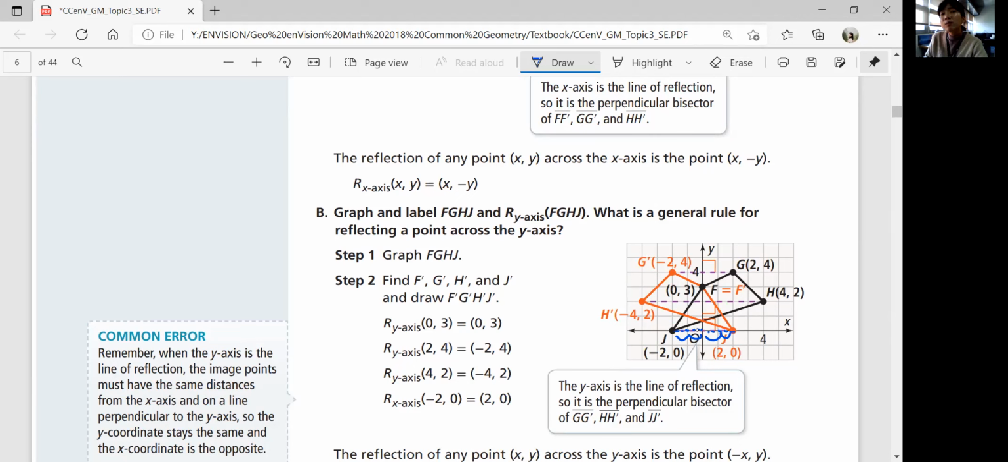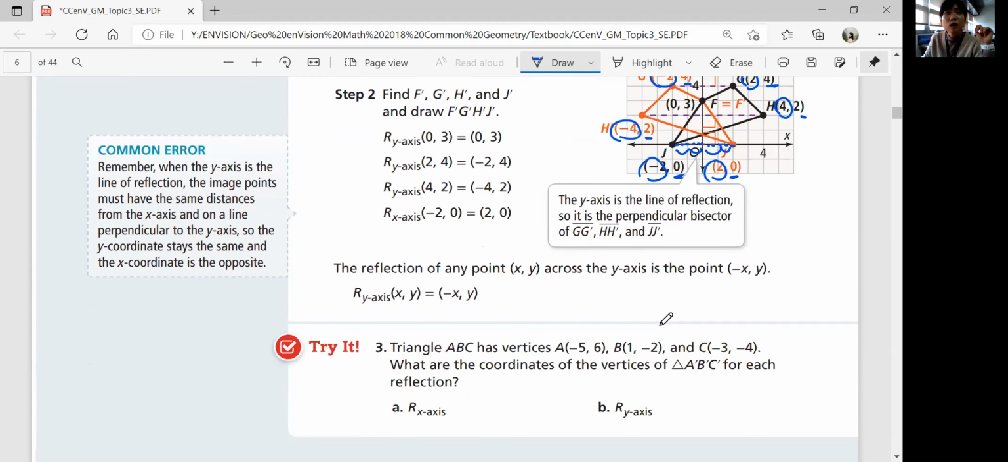So what happens to the points when you reflect across the y-axis? You have the same y values, but your x values are the opposites. See? 4 are the same, 2 and -2 are the opposites. 2 are the same. 4 and -4 are the opposites. And point F is exactly on the line of reflection. So it stays right where it is, (0, 3). Okay, that does not change.